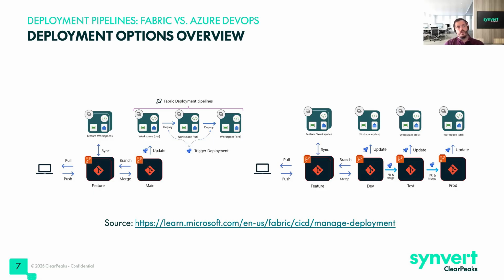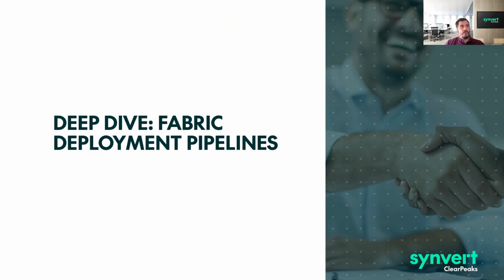So one you can see it's only relying on DevOps, and the other one is more Azure-reliant, based on the Git system of storage of code. So it's going to be much more code-based and using some of the key concepts of Git. All right, so now let's deep dive on Fabric deployment pipelines.